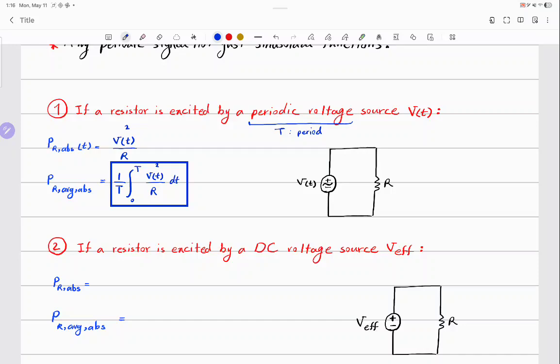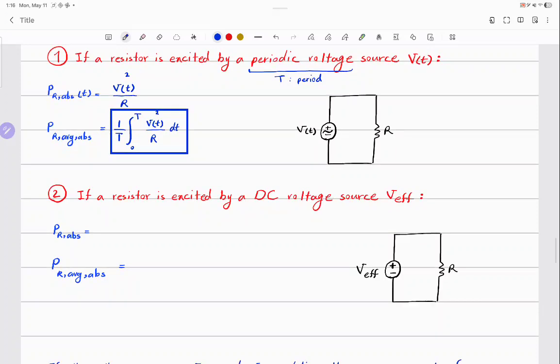Okay, so this is the first circuit. We talked about that. A resistor is excited by a periodic voltage source, time dependent. The period is T, and we just calculated it. Now let's make everything much simpler. Let's just focus on a DC voltage source. And the value of that voltage source, let's just call it V effective, VEFF, okay? Some DC value, 5, 3, whatever. Next, what is the power absorbed by the resistor?